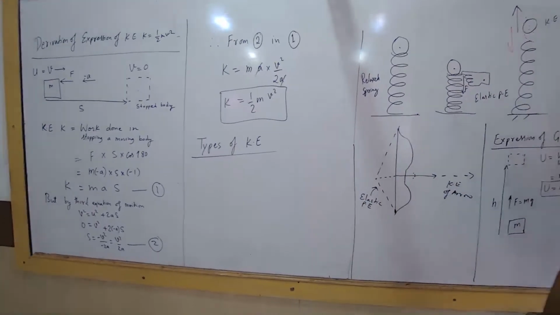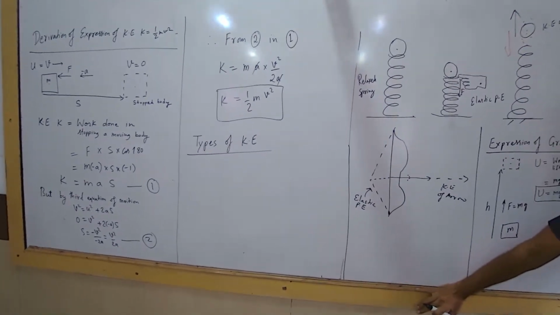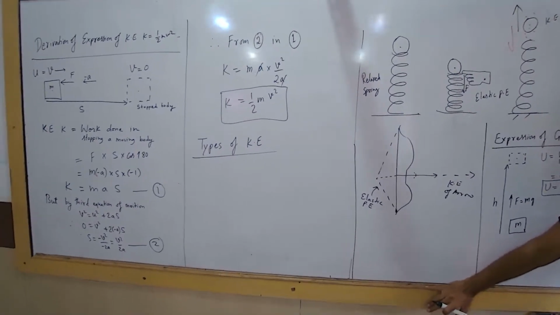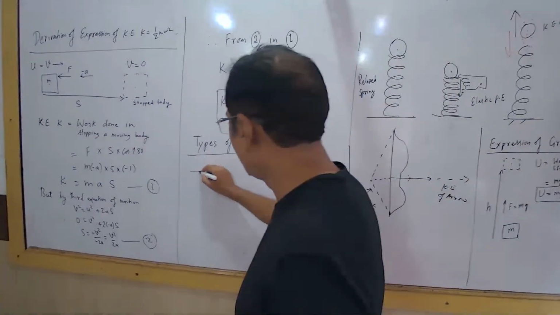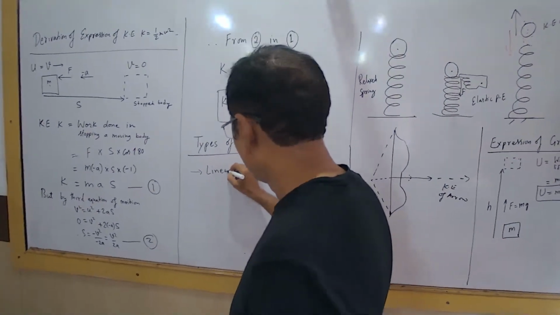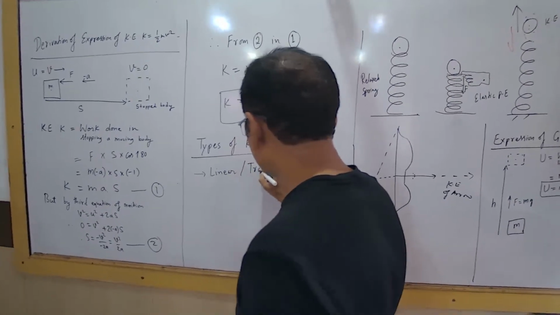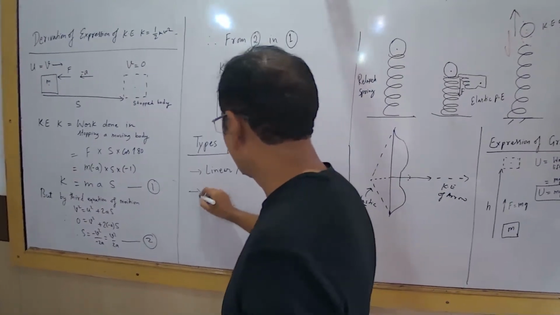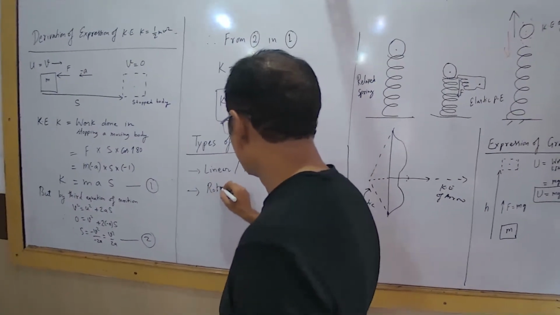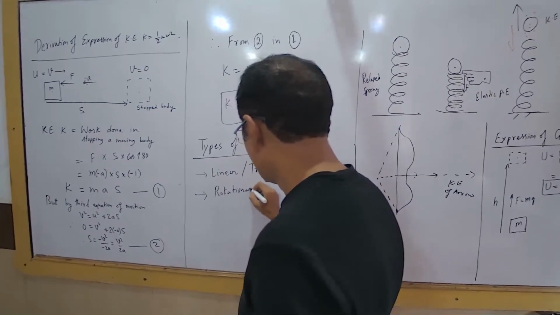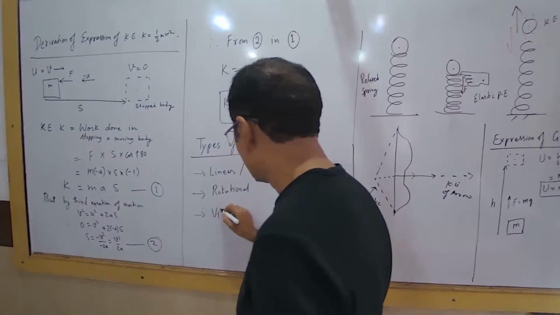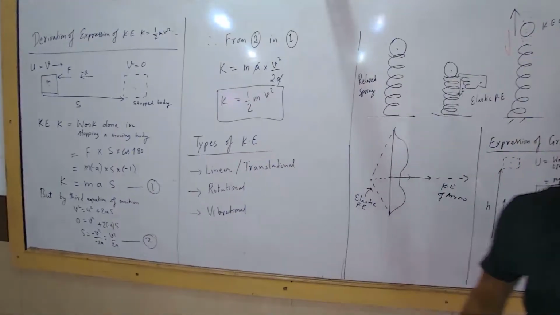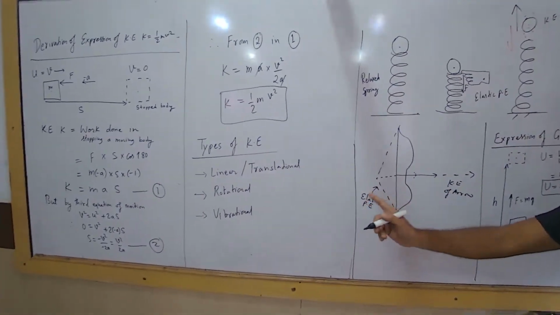So I'll explain. What are the different types of motion you're familiar with? Raise your hand. Linear motion is one; linear or translational, same thing. Second is rotational. And third is vibration. So these are the three types of kinetic energy because we have three types of motion.